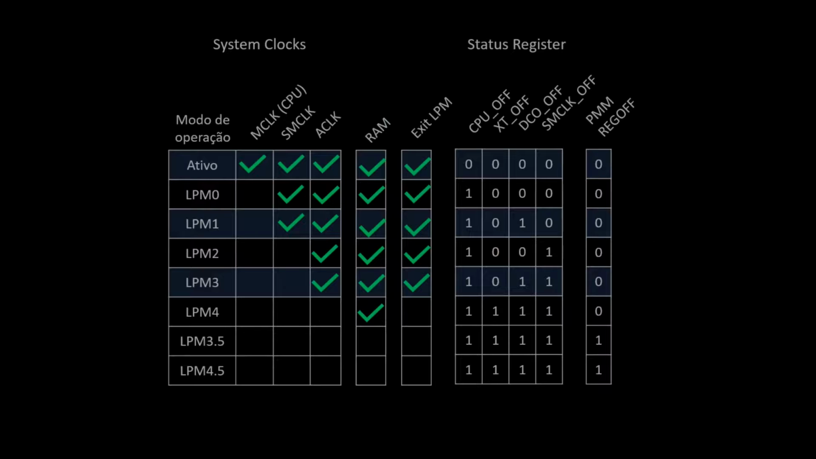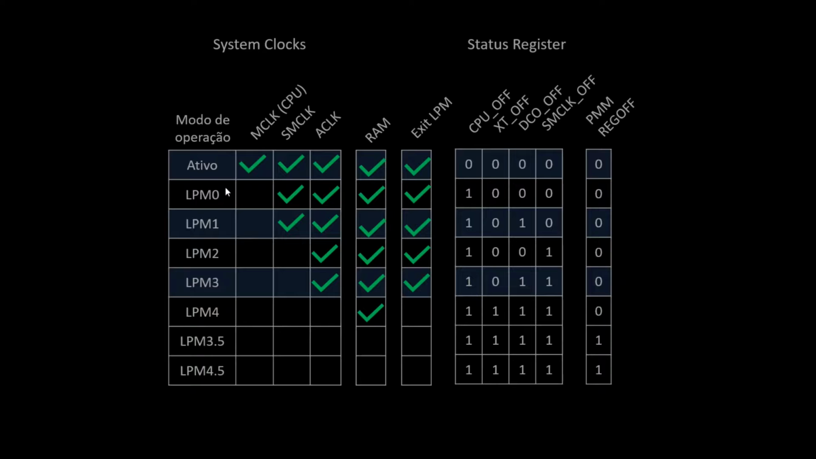The microcontroller that I use has a lot of low power modes. From low power mode 0 to low power mode 4.5, there are several steps on the way. In active mode, all of the system clocks are turned on. We have three clocks in the system: a master clock, which is the processor clock; a submaster clock, which is a very fast clock especially used for serial communication; and a slow clock, which is an auxiliary clock, mainly used to count time. Low power mode 0 will turn off only the processor clock, the master clock.